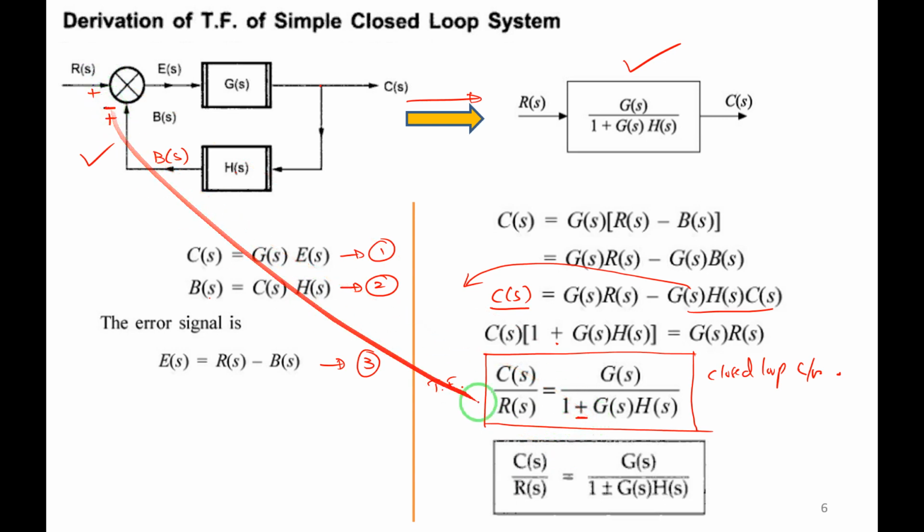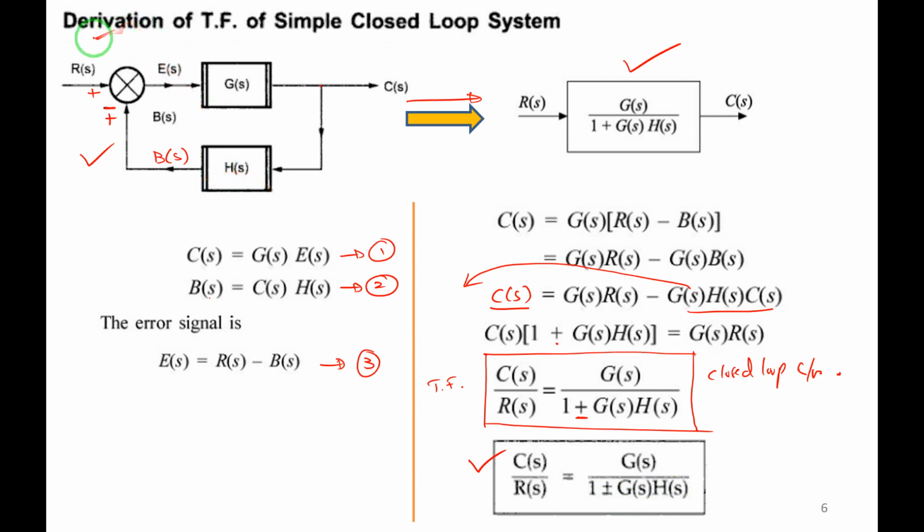Here it is minus plus, here it will become plus minus. If it is negative feedback system, we will get positive. If it is positive feedback system, we will get minus: 1 minus G of S into H of S. I have enclosed it in the block. C of S by R of S is equal to G of S divided by 1 plus or minus G of S into H of S. If it is negative feedback system, it is 1 plus G of S into H of S. If it is positive feedback system, in the denominator I will get 1 minus G of S into H of S.